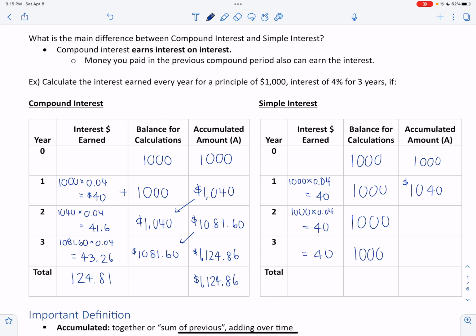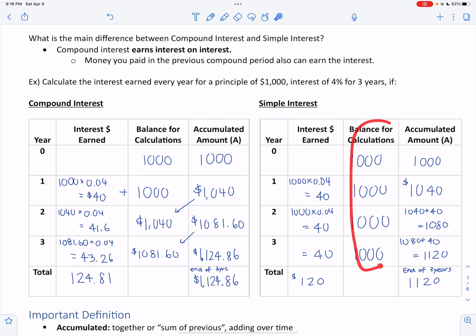Now I am adding the 1,040 plus the 40 to get to 1,080. Now I have 1,080 plus the 40 to get to 1,120. So the total amount of interest earned over the 3 periods is $120. And the accumulated amount that you have at the end of 3 years is 1,120. So obviously you can see you have a lot more under compound interest because you earn money from every single period that you earn money on. For simple interest, you don't. You only earn interest on the principal you started with. So every year you earn the same amount of money.